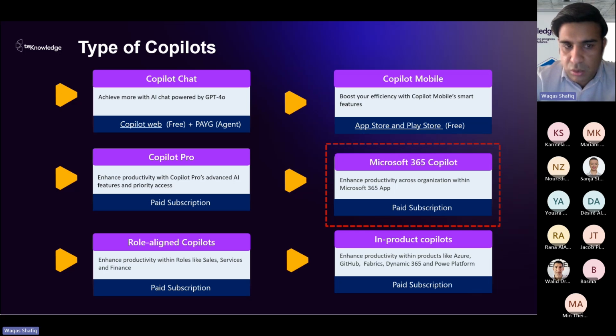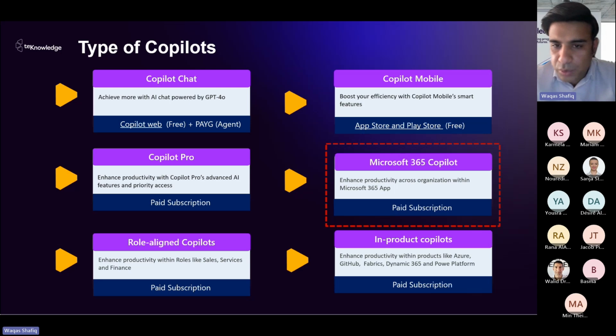So you have Copilot Chat. First thing, freely available. You have Copilot Mobile. That is available through Play Store or through Apple Store. You can download Microsoft 365, Microsoft Copilot, and you would be able to start using it just like ChatGPT. It's available free of cost.